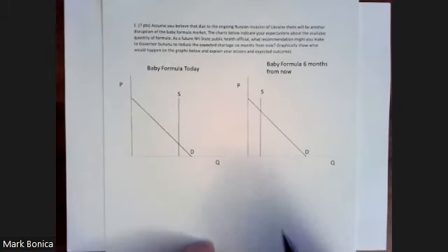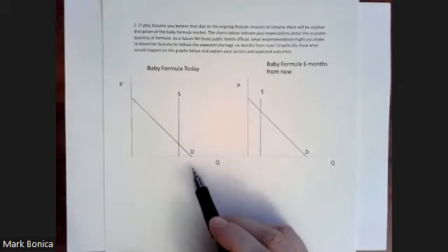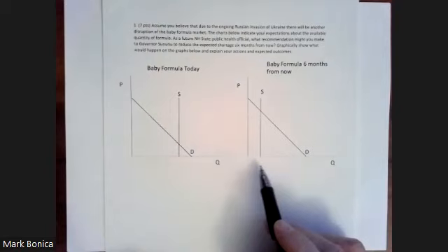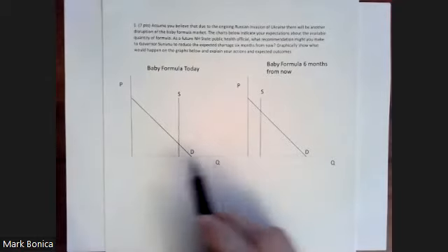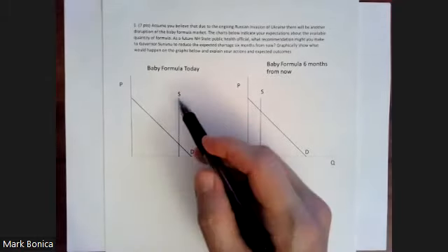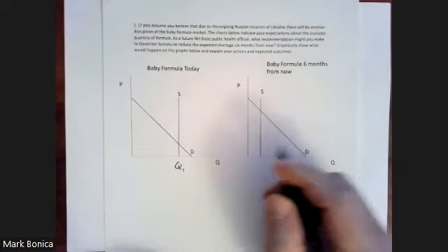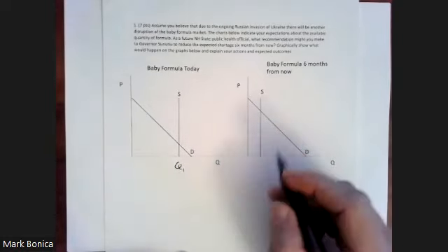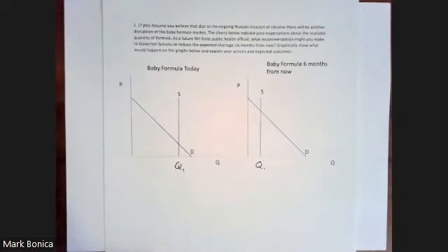You are presented with a scenario where you have a large supply of baby formula now, but you expect that there'll be a shortage of baby formula in the future. So we have the same demand for baby formula, basically, today and 6 months from now, but the supply today is much farther over to the right. So that gives you Q1. And then in the future, it's going to be much closer to the left. So that gives you Q1 in the future.